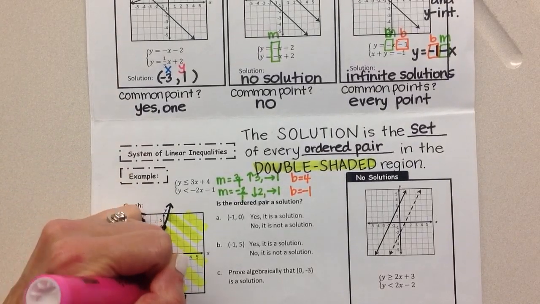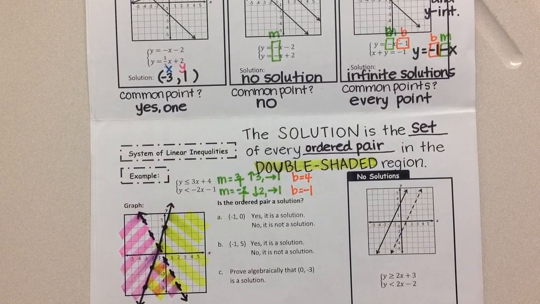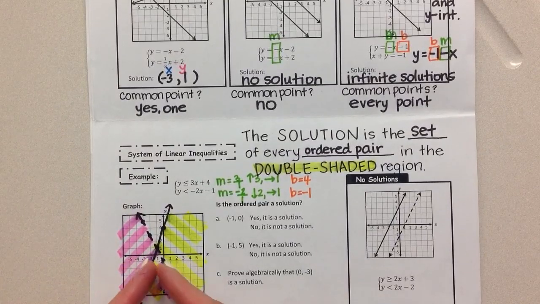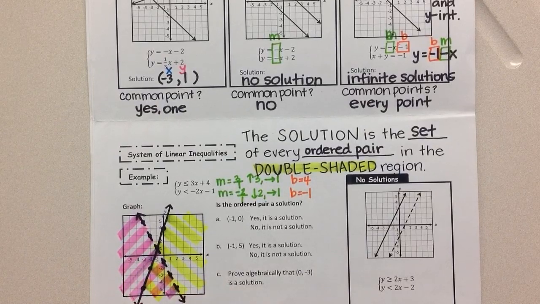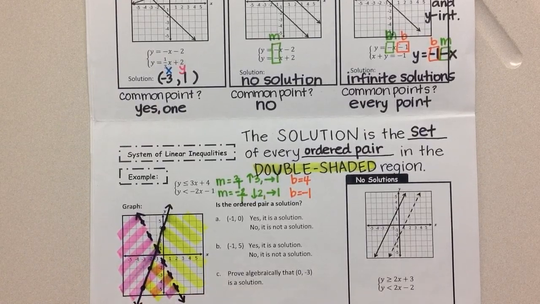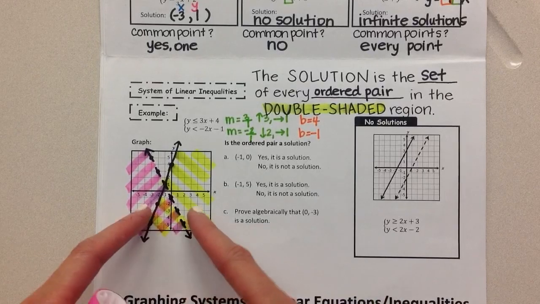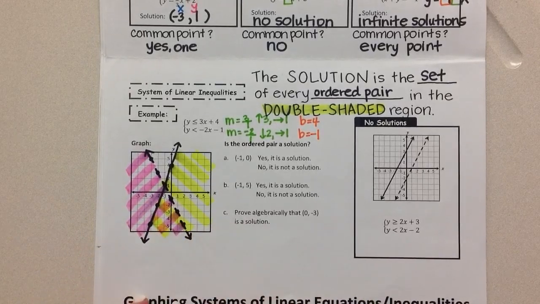And now I'm looking at that double shaded region. I'm looking where my two shadings overlap, and they overlap right here in this triangle area. Now remember, that triangle area is going to grow because these lines are going to keep going. So everything that falls in this little triangle area, if I extend these lines, all of these ordered pairs that fall in that shaded area are going to be a solution.